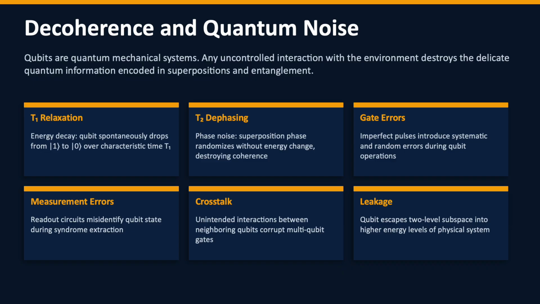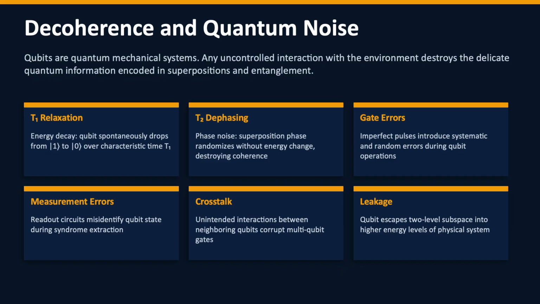There are several distinct ways that errors can enter a quantum system, and engineers have given names to each type. Some errors cause a qubit to spontaneously flip from one value to the other over time, like a coin that randomly flips itself. Others scramble the phase relationship between the blended components of a qubit state without changing the apparent value. A subtler and in some ways more dangerous form of corruption.